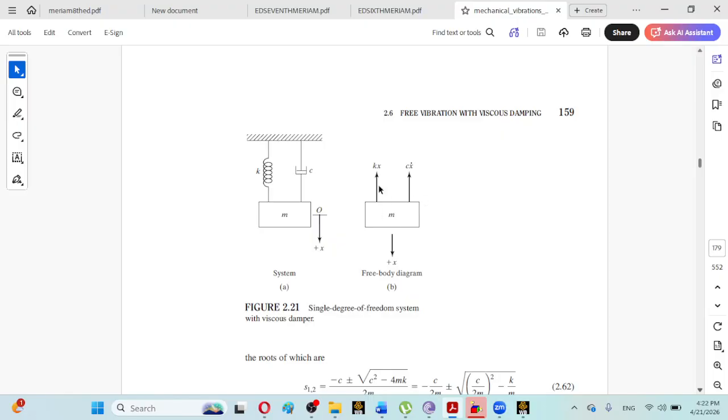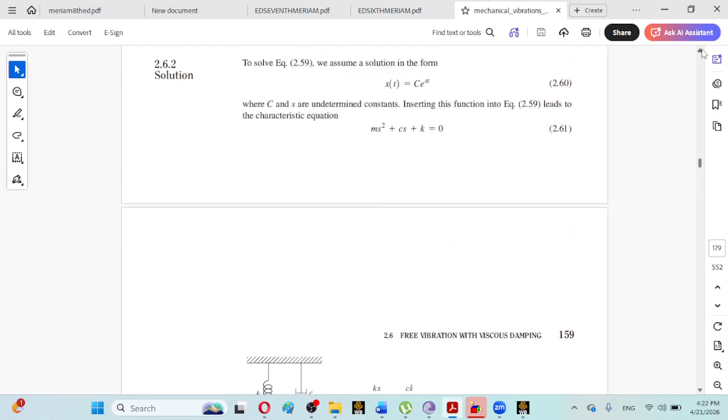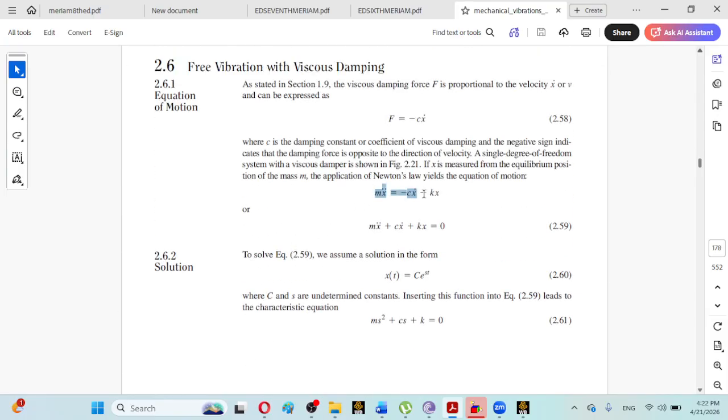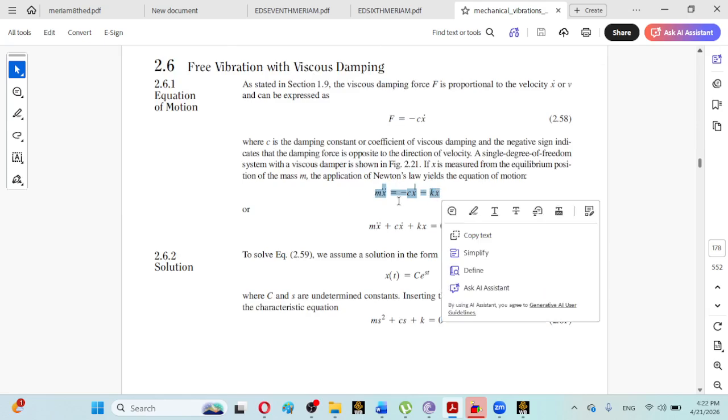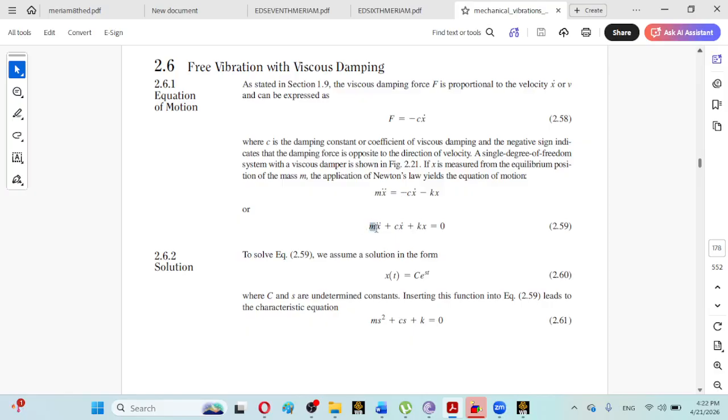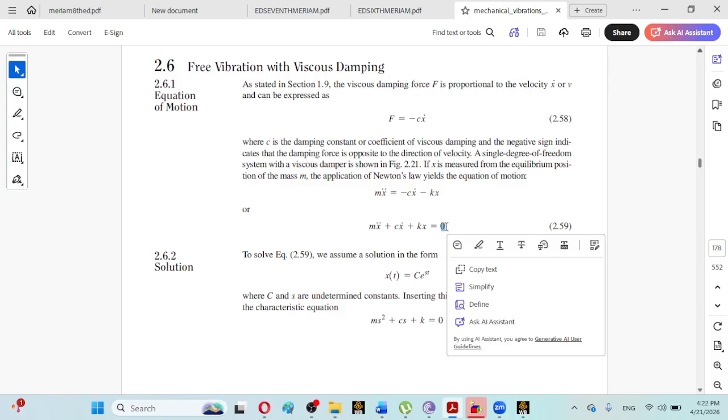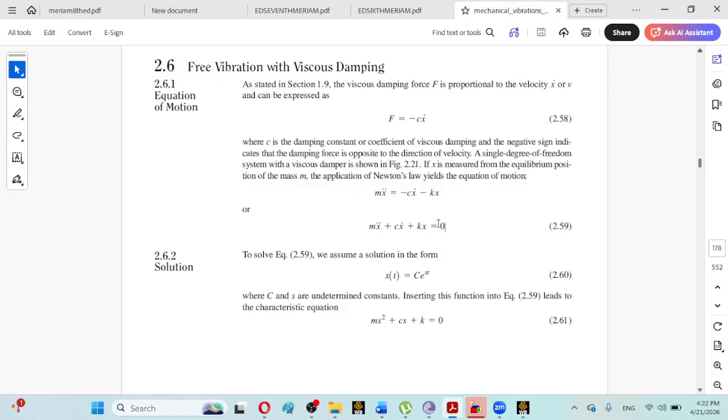This is the state that the restoring forces are opposite to the direction of the response. So this is the equation as applied using Newton's second law, and now we will be simply manipulating it. This is the standard equation, the required governing equation: m x double dot plus c x dot plus k x is equal to 0. And here the very important thing is that this 0 actually represents the external excitation.